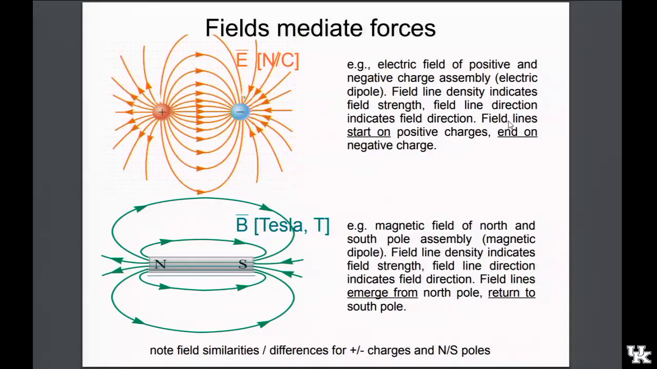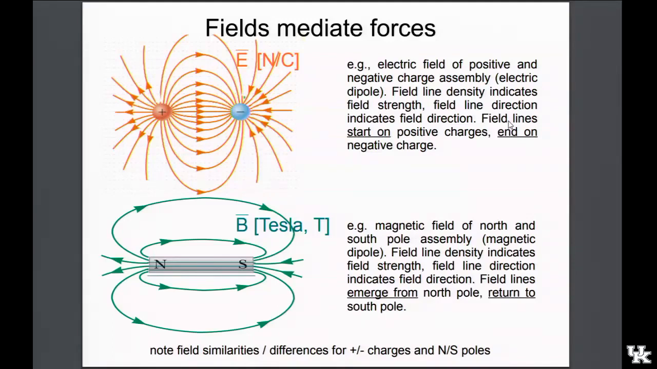They just form loops. So yes, they do come out of the North Pole and they do head back into the South Pole. But inside the magnet between the South Pole and the North Pole, you see the field lines streaming along the magnet from the right to the left, from the South Pole to the North Pole. So all the field lines down here are loops.